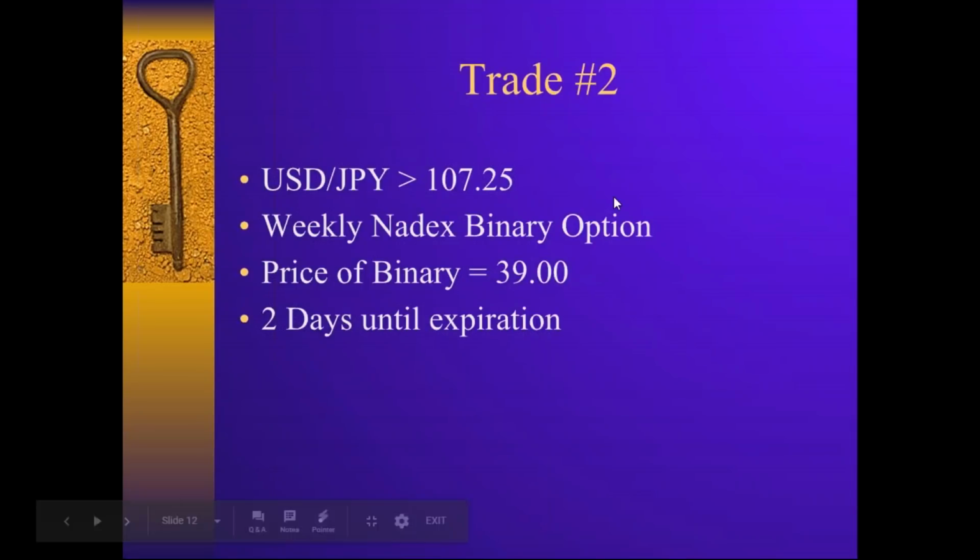Now, we also at this time on this chart had another level and another option price, because this is where we're going to get into strategies later. So at this time, there's also the 107.25 strike price. Once again, it's a weekly option, and the price of this binary was 39. So this one was cheaper, but it was also a higher strike price. So there's more risk involved because the market has to settle much higher. Once again, 2 days until expiration.